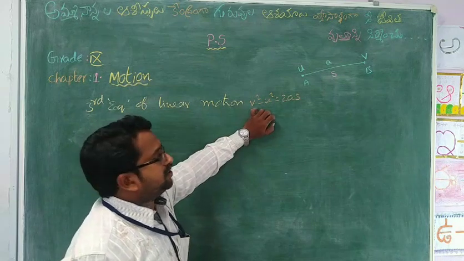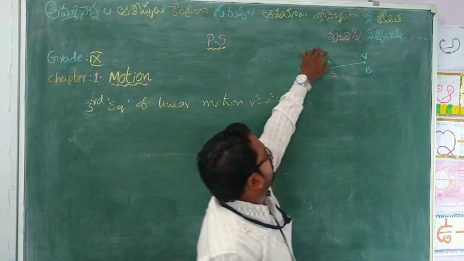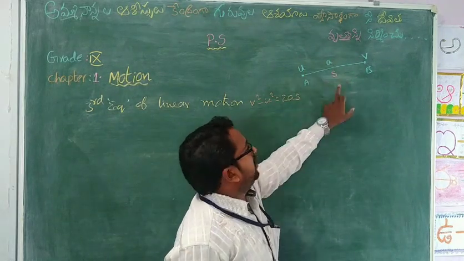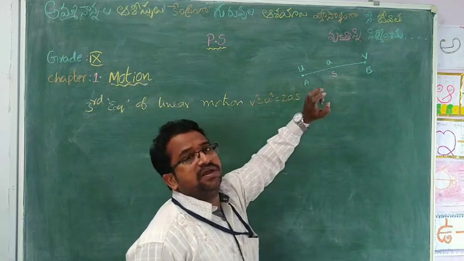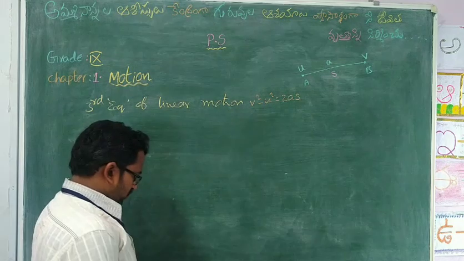So at that time we have to use this equation. Have you understood? The body starts with an initial velocity u and reaches a final velocity v with an acceleration a, and covers a displacement s. At that time we have to go for this third equation of linear motion.